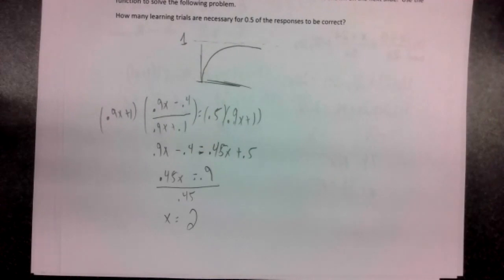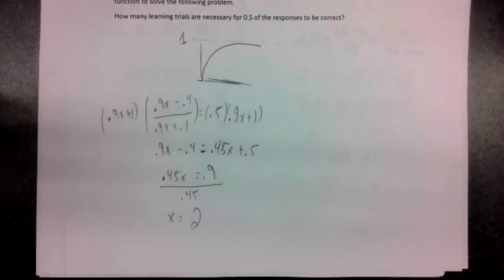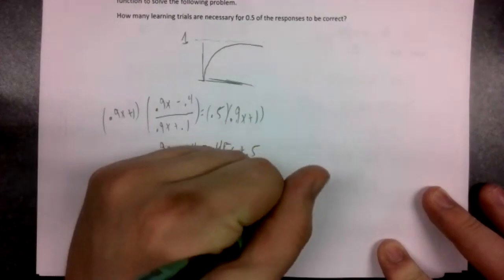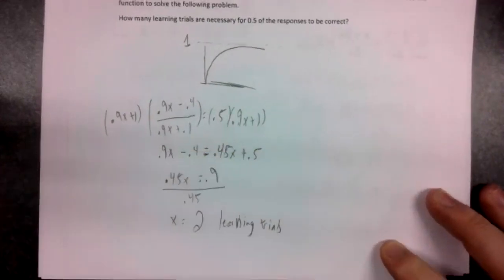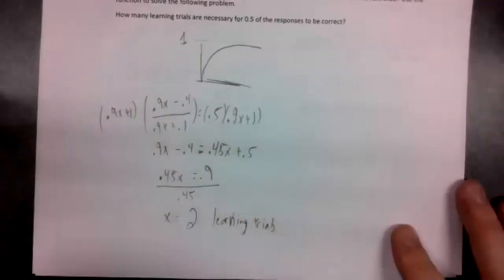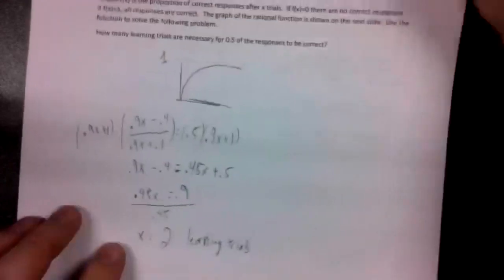Okay. So what this is saying is that they have to have learning trials, right? So it's just answering our question. We have to have that many learning trials to have half of our responses correct. So I'll label it learning trials. Okay, we'll move on to the next part now.